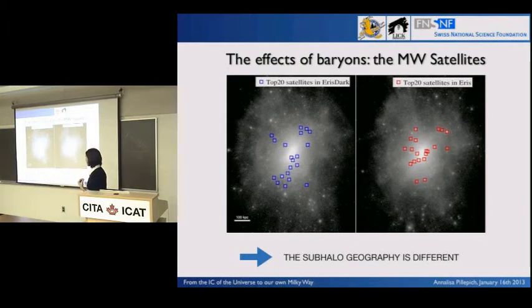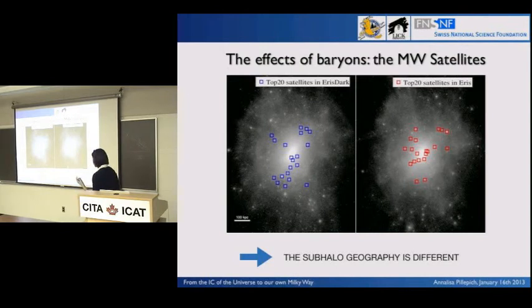Okay, so these are, for example, again, two dark matter projections of Eris Dark and Eris. And these are the locations of the top 20 satellites at redshift zero, where by top 20, I mean I rank them in mass. So first of all, I don't know if you are surprised, but one should be surprised a little to see that the geography, the locations of the top 20, are pretty different.